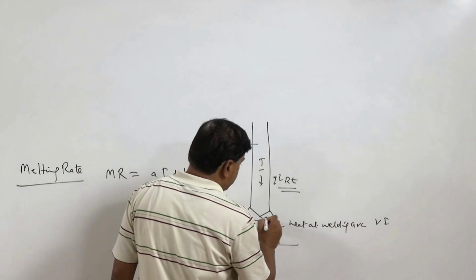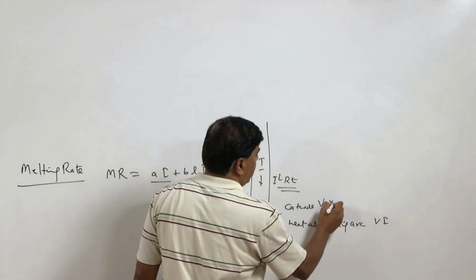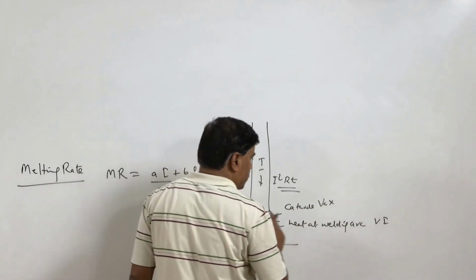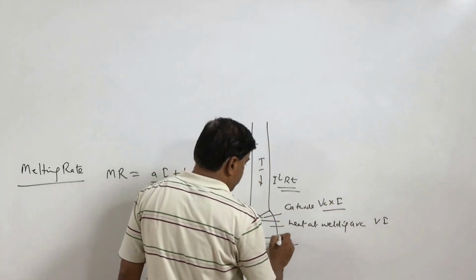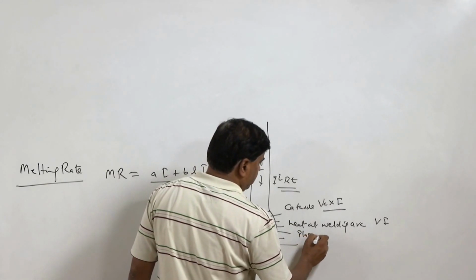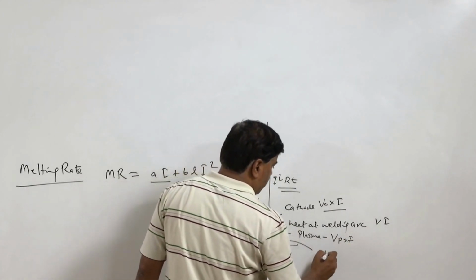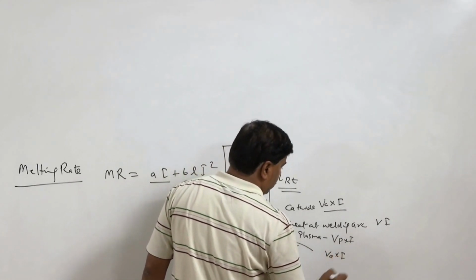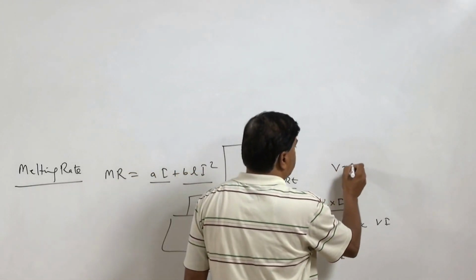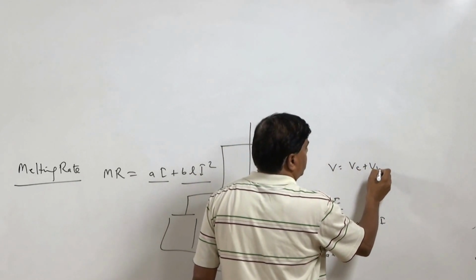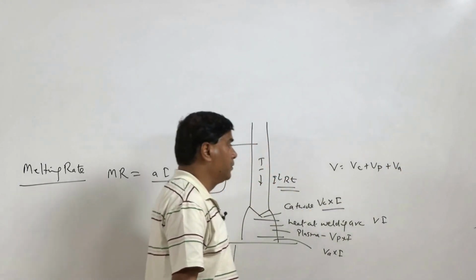This comprises basically three constituents. One is the heat generated in the cathode drop zone, obtained from the voltage drop Vc in the cathode drop zone and the welding current I. Then the voltage drop in the plasma zone, Vp into I, and the anode drop zone, Va into I. So this voltage drop V is the sum of Vc, Vp, and Va, the voltage drops in the cathode, plasma, and anode drop zones.